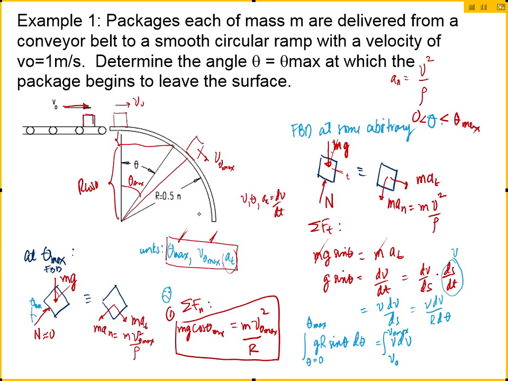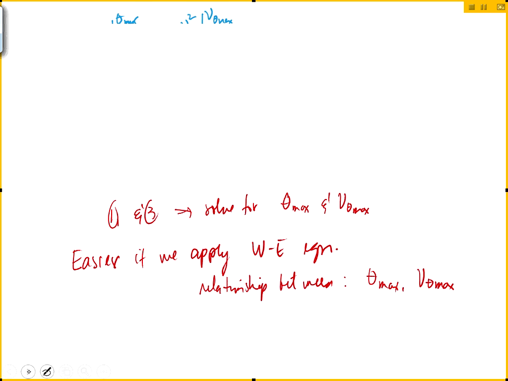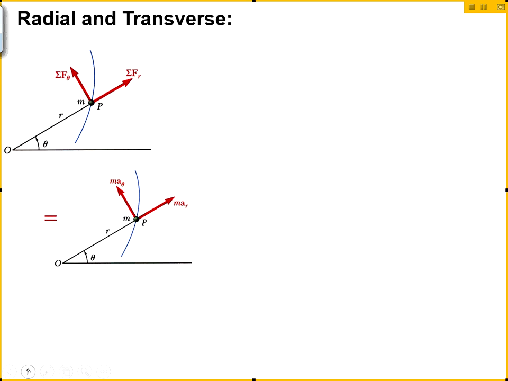And what's the third kinetic principle? Impulse momentum. If you want relationships between forces and which kinetic variables? Velocity and time. Okay? Are you okay with this? Now we're going to go to radial and transverse.